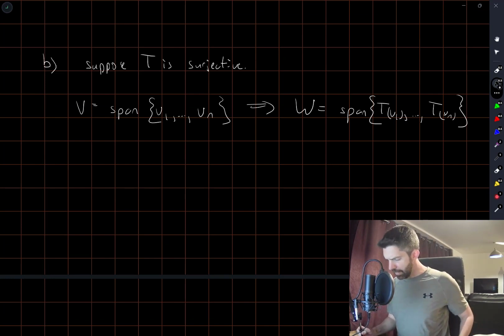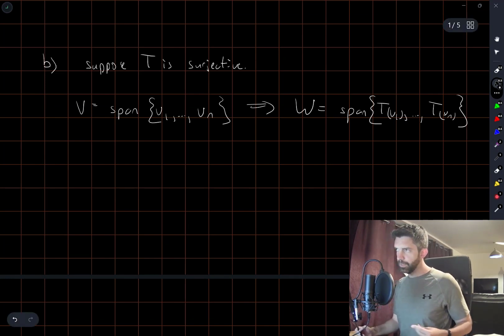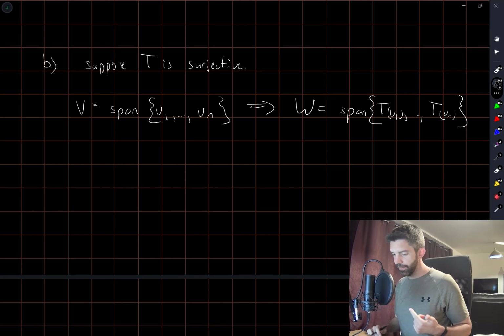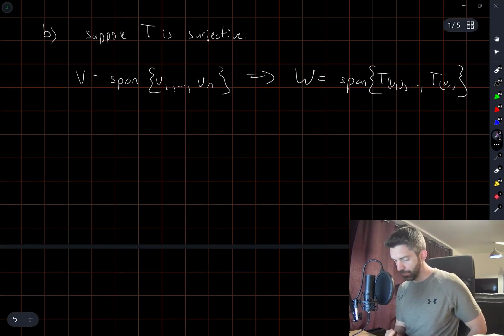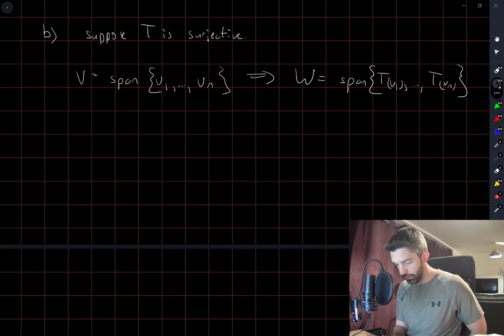Okay. I'm going to use a very similar idea to what I had previously. I don't even think I'll have to go through the rough work here. We're assuming that the vector space V is equal to the span of V1 up to Vn. We want to prove that the vector space W is equal to the span of TV1 up to TVn. So what I'm going to do is say let w be a vector in the vector space W.